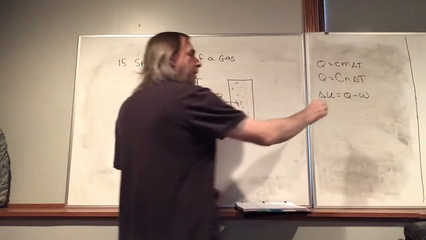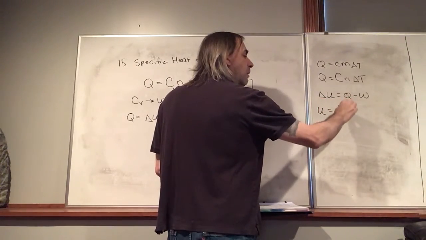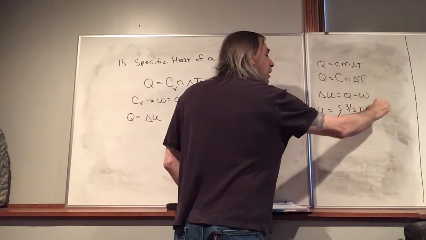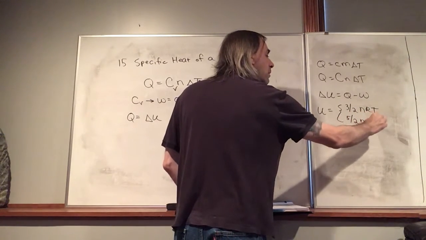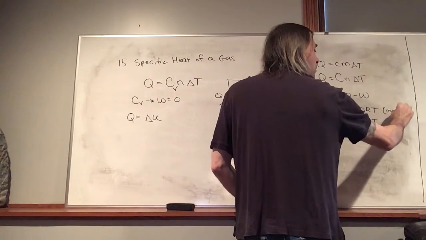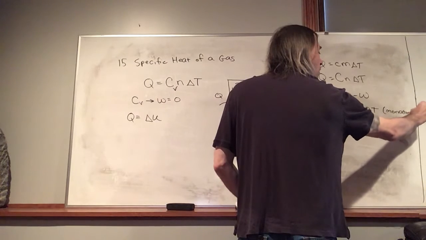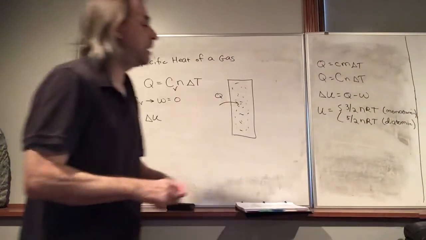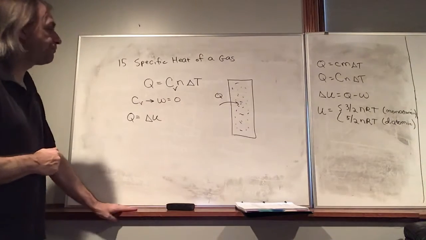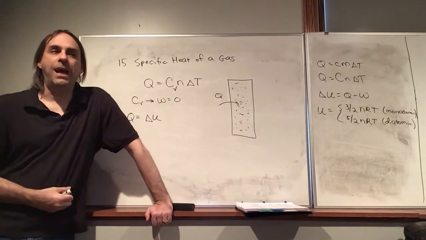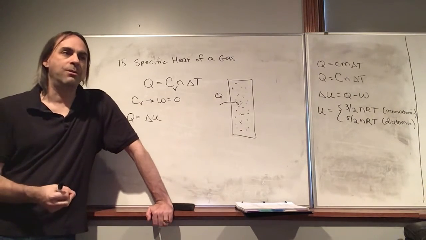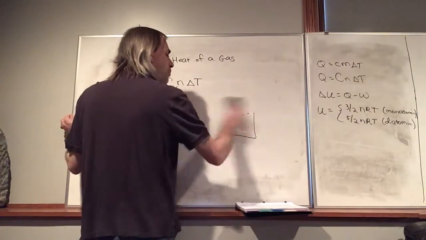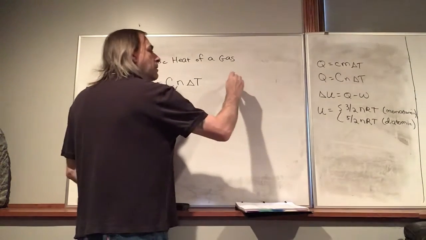And I'm going to write down a few other things over on the side. For a monatomic gas, we have U = 3/2 nRT, and for a diatomic gas, 5/2. Okay, so again, we talked about specific heat of a gas. We need to know if it's occurring at a constant volume or at a constant pressure. We also need to know what type of gas it is. So basically what we're going to end up with for specific heat of a gas.